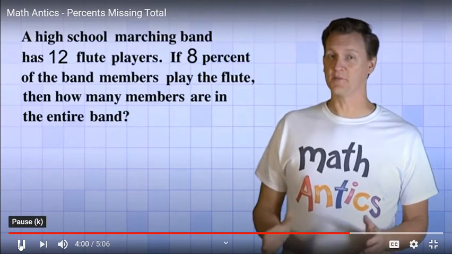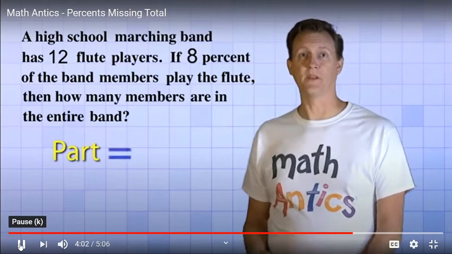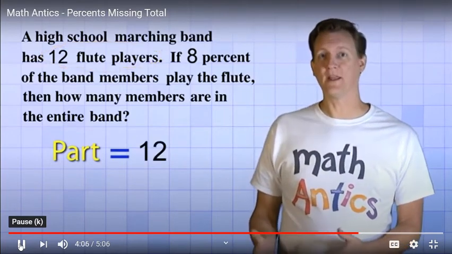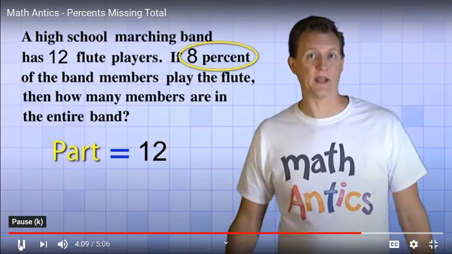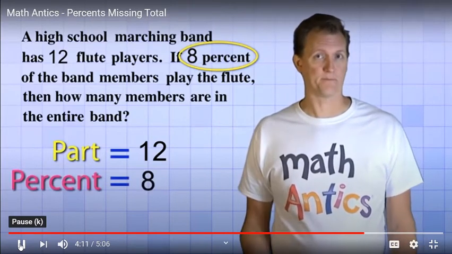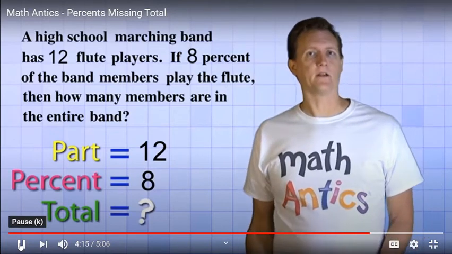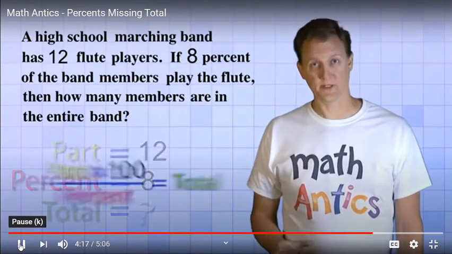Okay, so the smaller part in this problem is 12, since there's 12 flute players. And we're told that they make up 8% of the band, so the percent is 8. Again, it's the total that's missing. And to find it, we just need to follow our 2-step procedure.